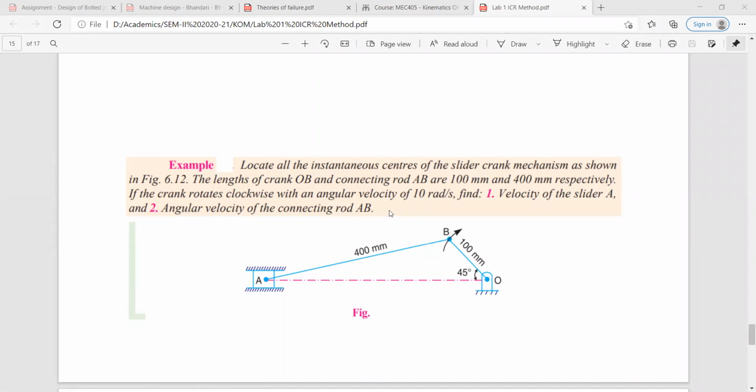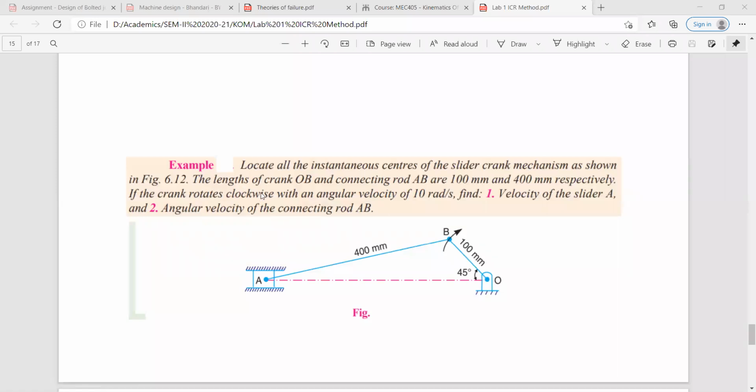So I hope that you all are sitting with drawing instruments and drawing paper. Okay. So I will read this problem for you. In this also we have to locate all the instantaneous centers of the slider crank mechanism, which is shown here. The length of crank OB is 100 mm, and of connecting rod AB is 400 mm.